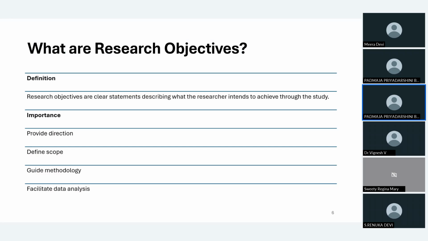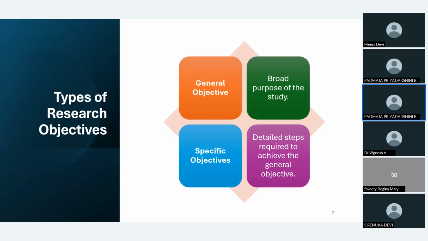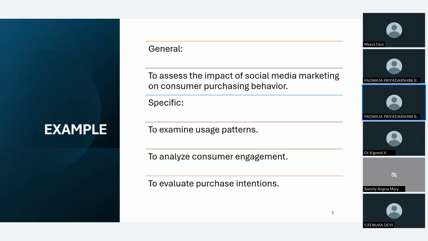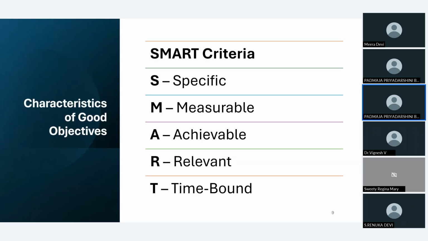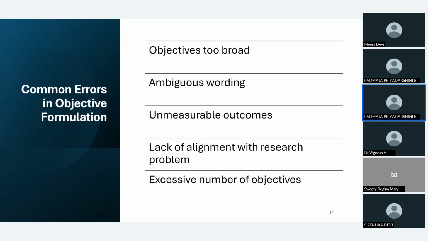So objectives are important. Objectives are clear statements that describe what the researcher really intends to achieve throughout this study. So it will give a proper direction. It will define the scope. It will also take us to the methodology, and it will help us in the data analysis. Usually we have a general objective and specific objectives. And our objectives should always be measurable and achievable.